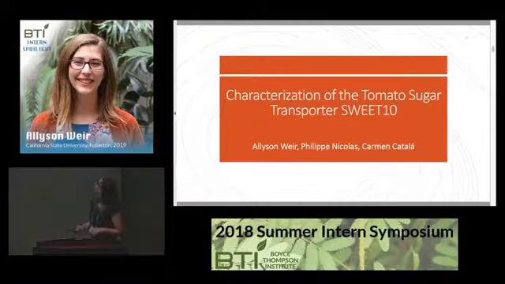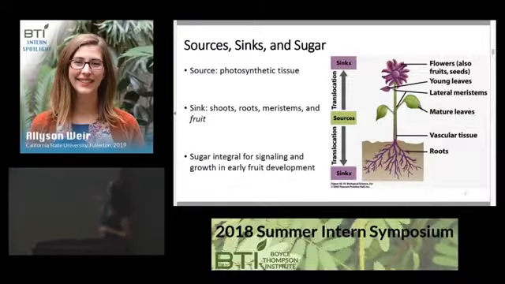All right. So first, I'm going to go over some background on sources, sinks, and sugars. A source is a photosynthetic tissue, the leaf, that produces photoassimilates, such as sugar, which are transported and stored in sink tissues, such as the roots, the shoots, and the meristems, and specifically in our focus today, the fruit. Sugar plays an integral role in the signaling, growth, and development of fruit, especially in early stages. And we are interested in studying the early development of fruit and are using tomato as our model system.